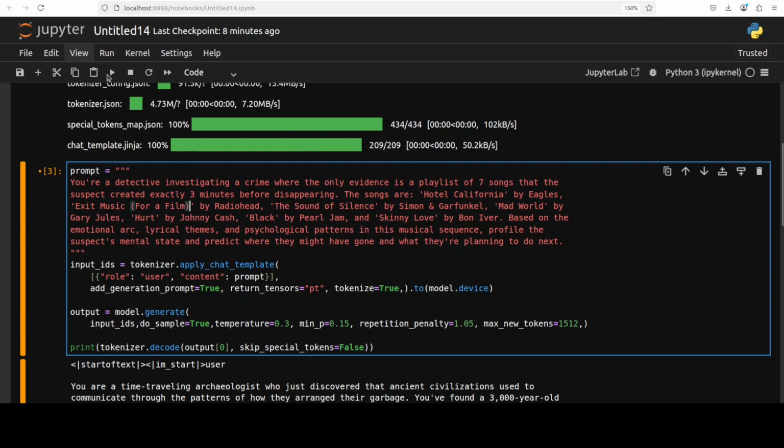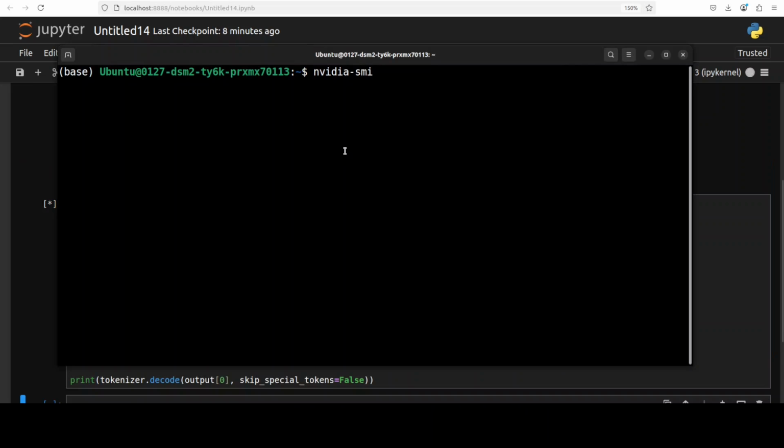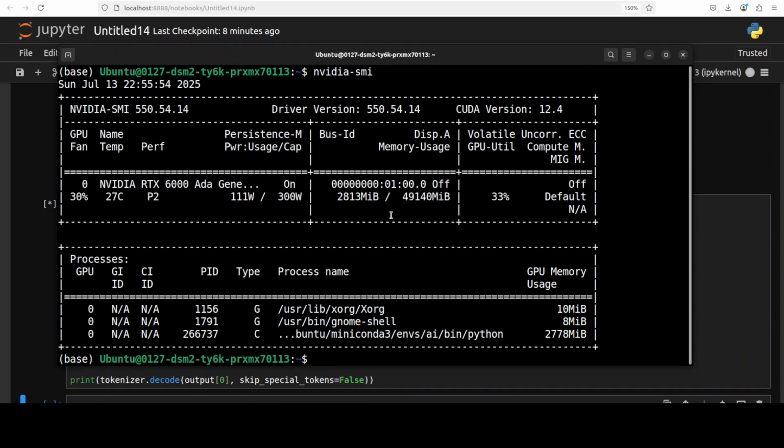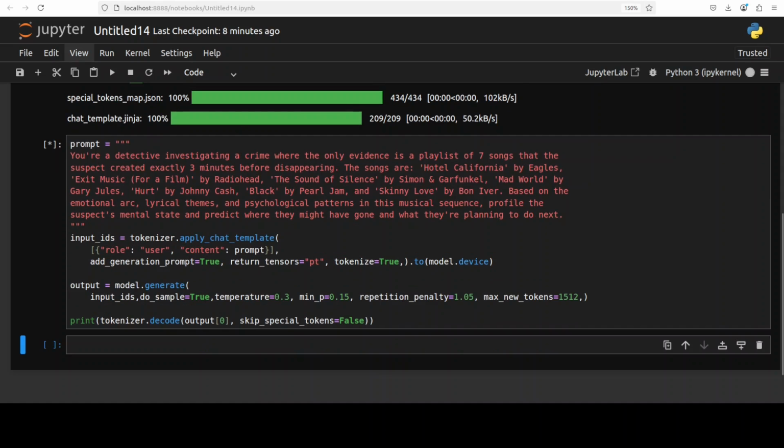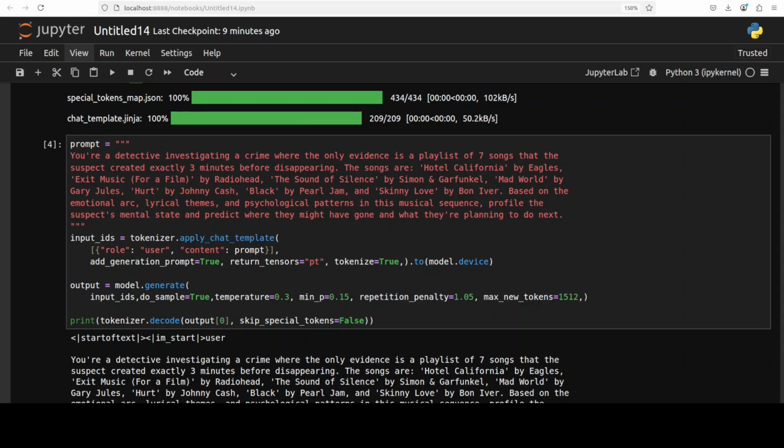Okay, let's try out another one, and we will also check the VRAM consumption here. So it is consuming just under 3 gig of VRAM. Not bad at all. Okay, so you see in this next prompt, what we are doing, we are testing musical knowledge, psychological analysis, as if the model can read between the lines, because I'm asking it to be a detective investigating a crime where the only evidence is a playlist of 7 songs that the suspect created exactly 3 minutes before disappearing. And then there are a few songs like Hotel California by Eagles and all that stuff.